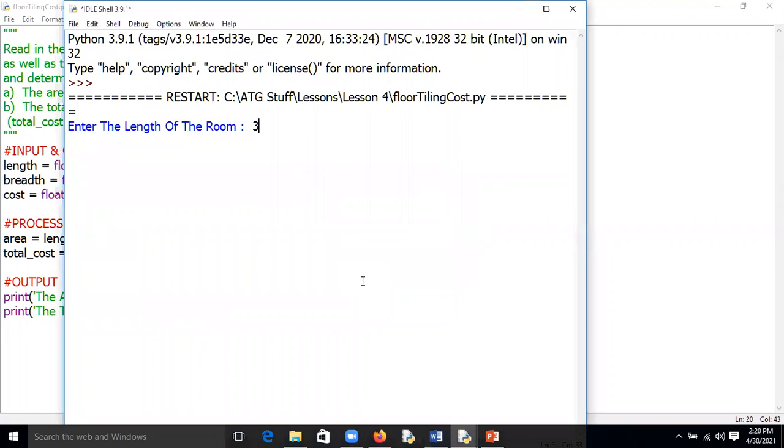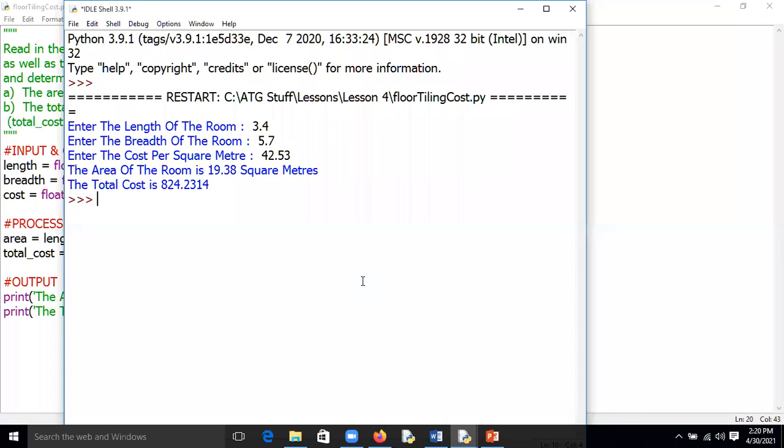So I'm going to enter 3.4 meters by 5.7 meters, and the cost is 42 Rand 53, and we have given the program the three values it requires, and our answer doesn't really look very nice. Okay. So obviously the area of the room is 19.38 square meters, but just remember that you're not going to get 0.38 square meters of tiles. You can only buy them in square meters itself.